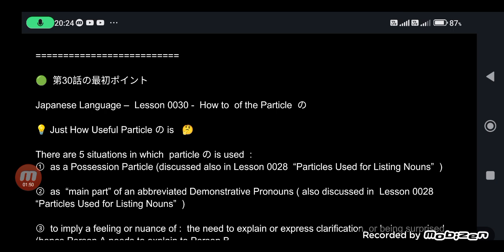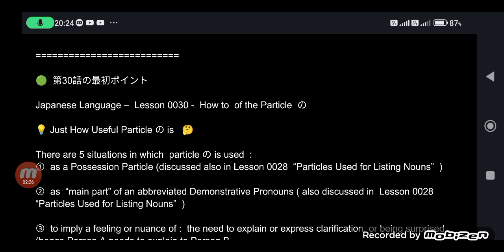では始めましょうか。So shall we begin? 始めます。Let's begin. So just how powerful this particle no is. Last time we didn't have that much time to further elucidate this particle no, but actually, minasan, in Japanese grammar, there are many uses. There are many instances that you will use this particle no, and I will now show to you the uses of this particle no.